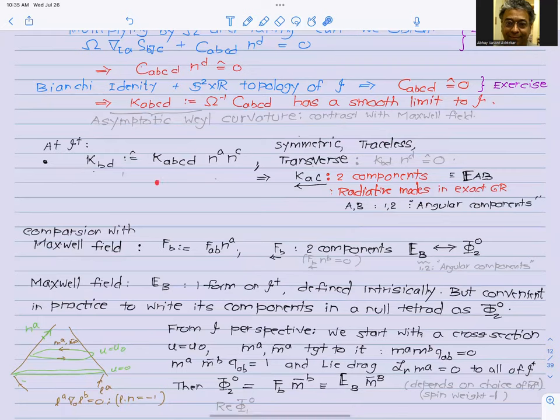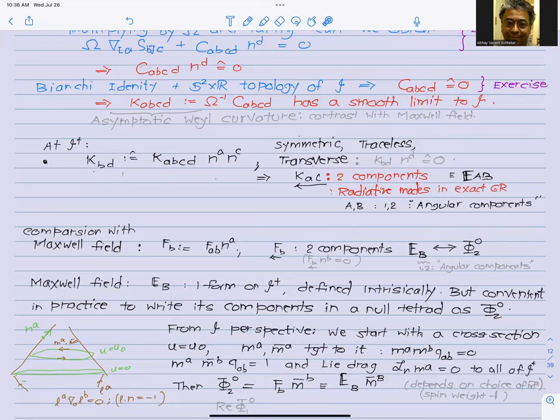Now, at scri, what we can do is take this K_ABCD, which is the asymptotic Weyl tensor, and apply to it two null normals. The resulting quantity I'm calling K_AB. Clearly, if I plug in another null normal, I would get zero because this is antisymmetric in A and B and antisymmetric in C and D. Therefore K_AB is transverse, and it is a tensor field on scri and it's traceless. So it's a transverse traceless tensor field on scri.